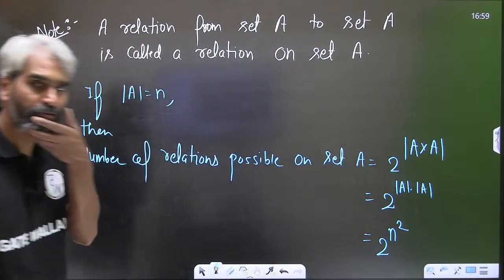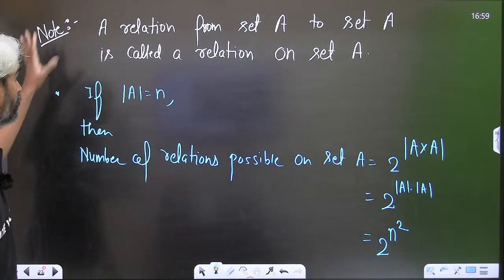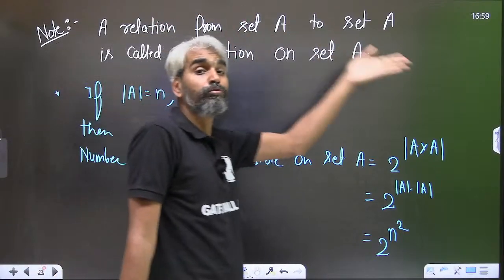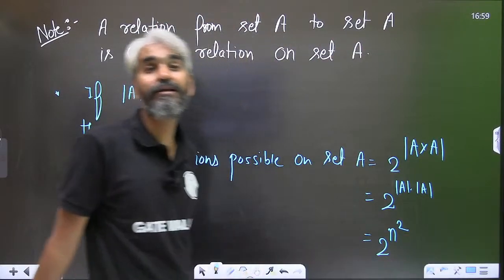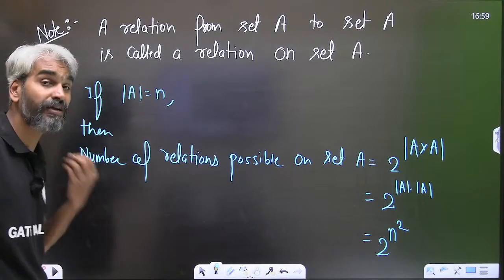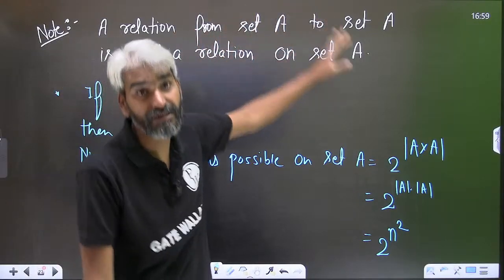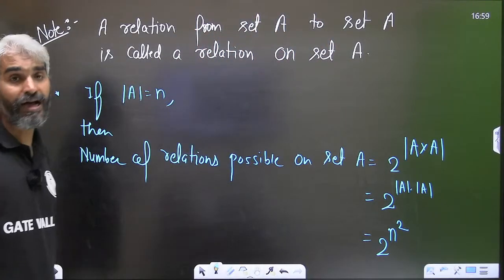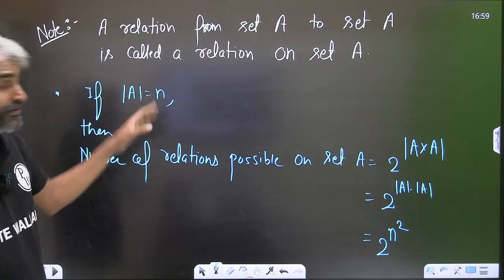Mod A into mod A will be n square. Clear? So, if a relation is from set A to set A itself, that will be called a relation on set A. This is very important because most of the relations are defined on the same set.